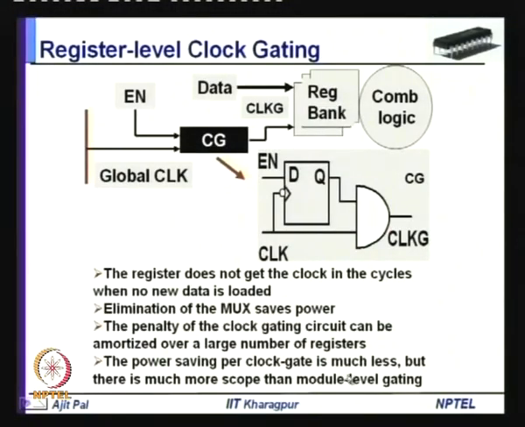And the penalty of the clock gating circuit can be amortized over a large number of registers, as I have mentioned. It need not be a single register; it can be a large number of registers, 3, 4, 10, depending on how many can be fed by the same clock. The power saving per clock gate is much less, but there is much more scope than module level gating. Obviously, this type of clock gating can be done more frequently than module level clock gating.